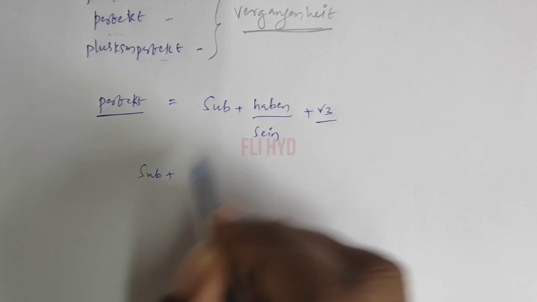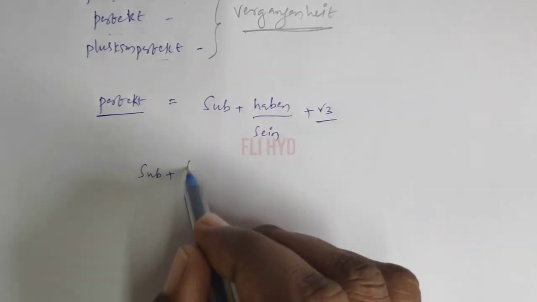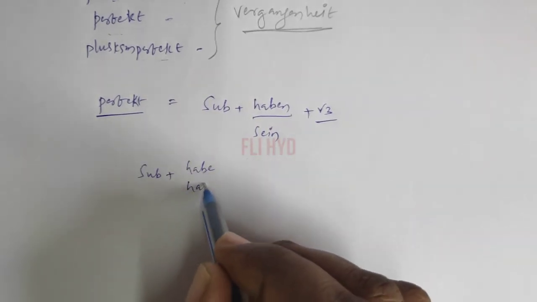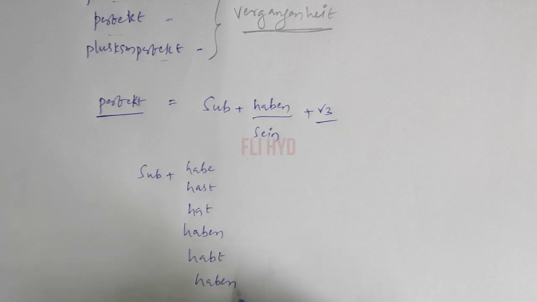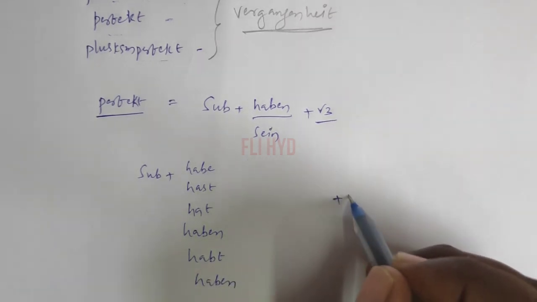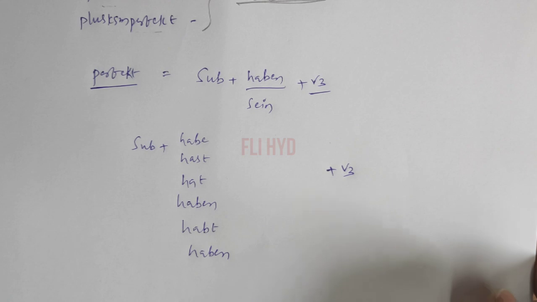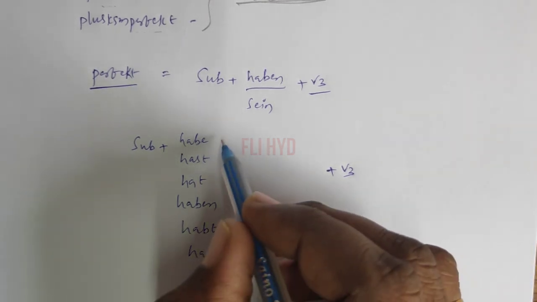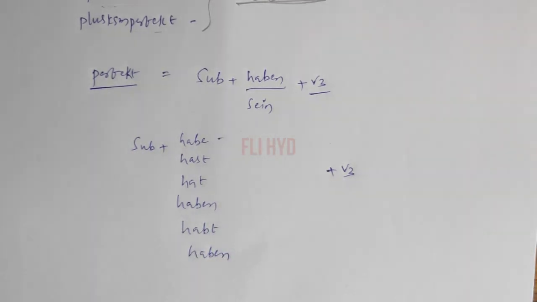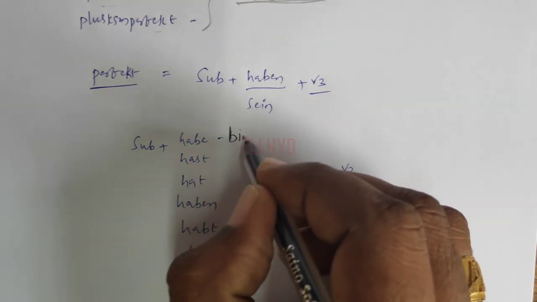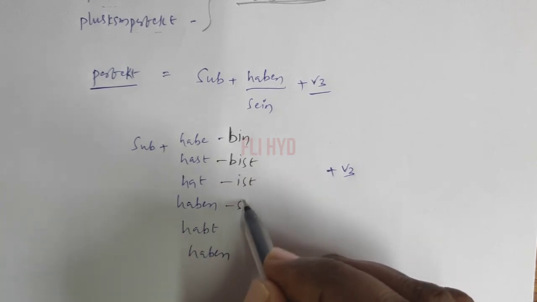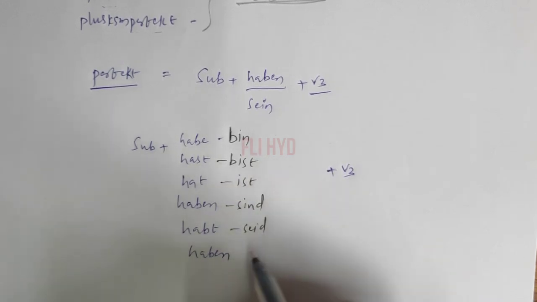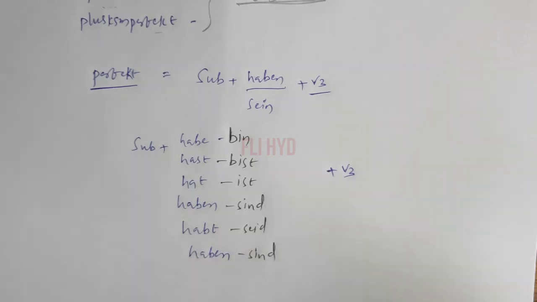What is the haben conjugation? Ich habe, du hast, sie/es hat, wir haben, ihr habt, sie und Sie haben. Then the V3 form. And some verbs in Perfekt come with the sein form. In that case the conjugation will be ich bin, du bist, sie/es ist, wir sind, ihr seid, sie und Sie sind, plus V3.